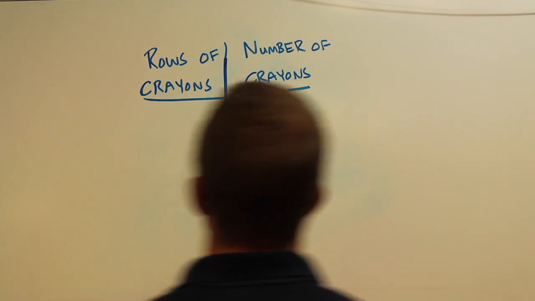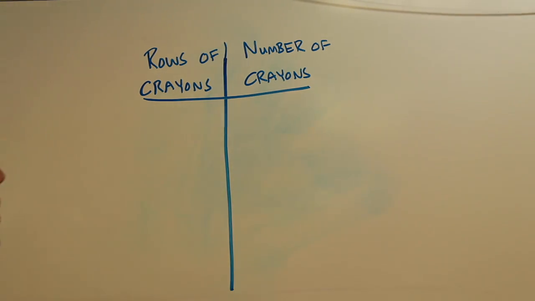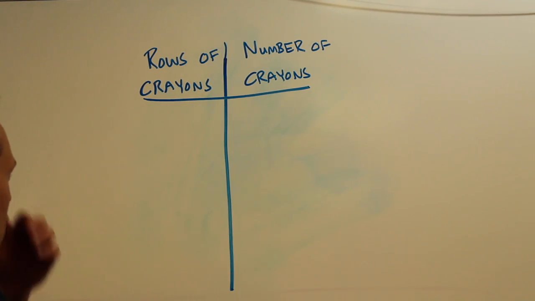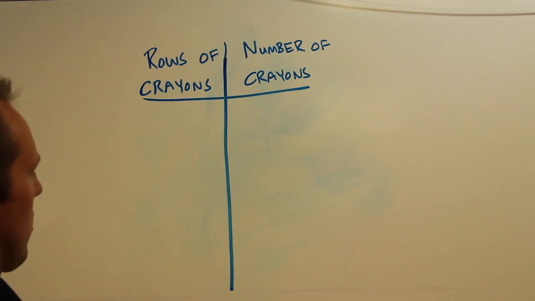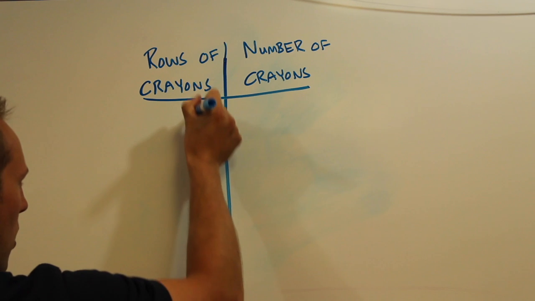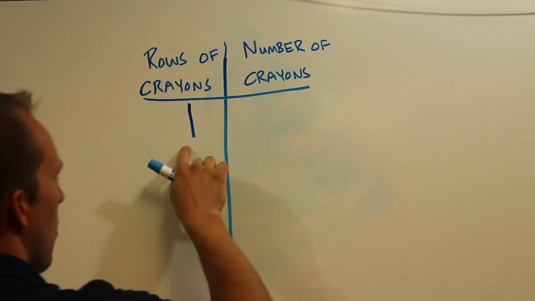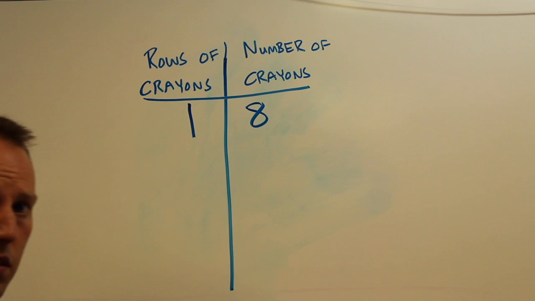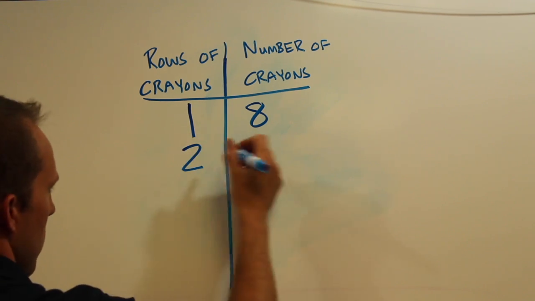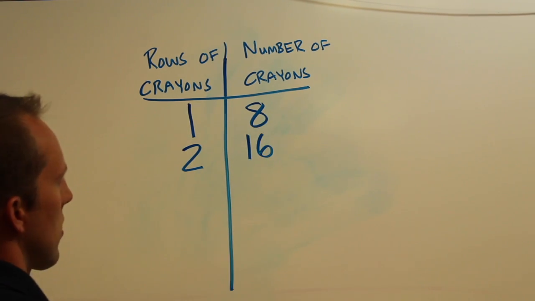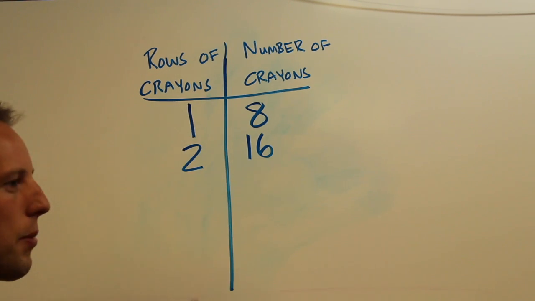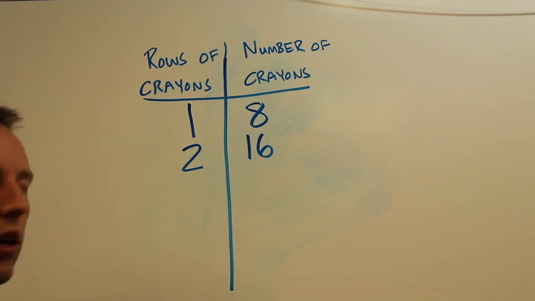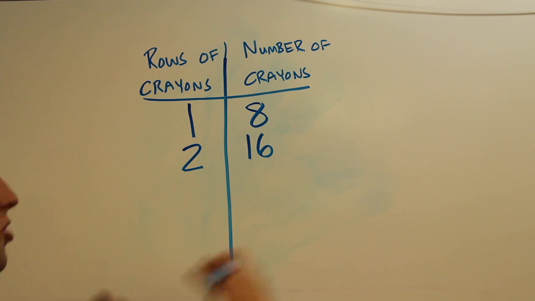Again, we know that we're working with 4 times 8. So our ratio table is set up so that on the left side we have rows of crayons, and on the right side we have number of crayons. So we know that if we have 1 row, we already said that each row has 8, so 1 row would be 8 crayons. 2 rows would be a total of 16 crayons. Now if I wanted to, I could just keep going down to 4, but the purpose of a ratio table is to allow you to jump around without necessarily having to go through each step. So as you see patterns, you can jump ahead.